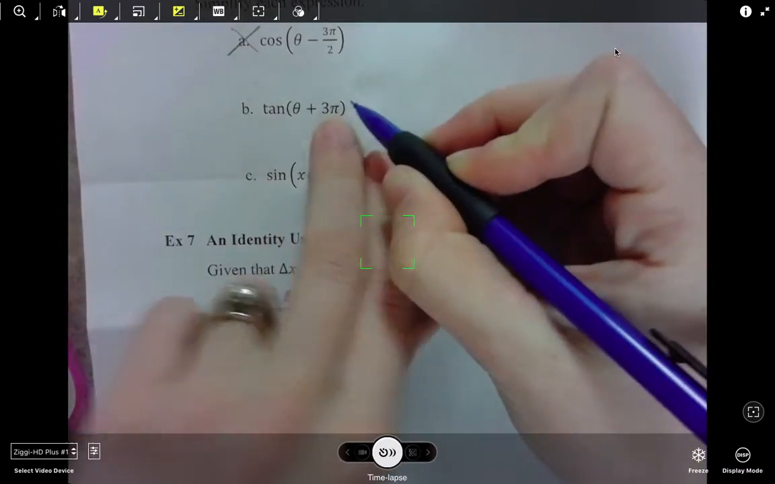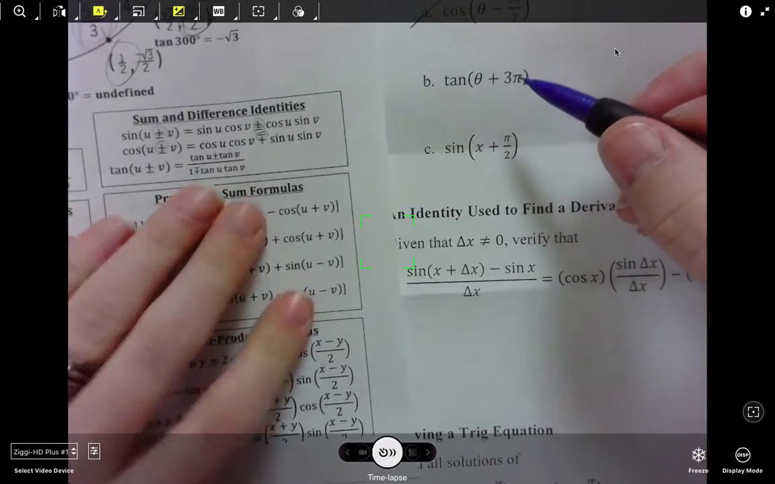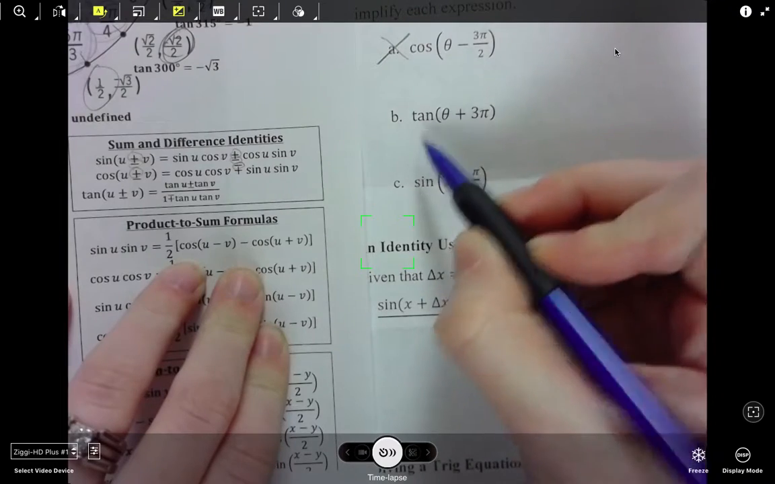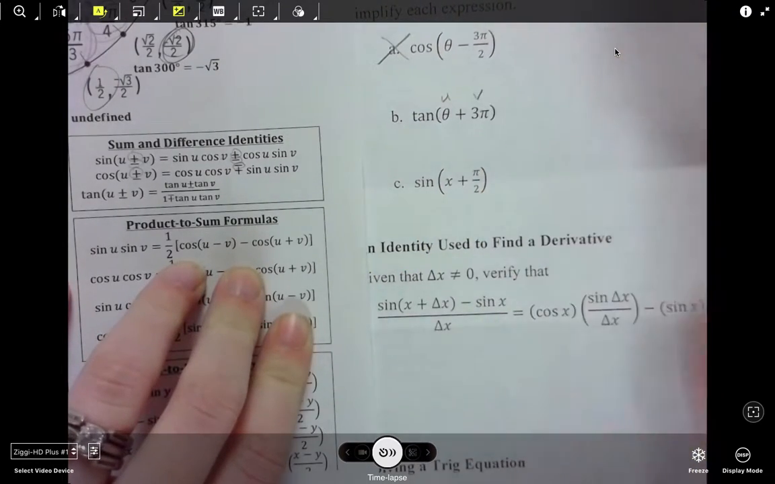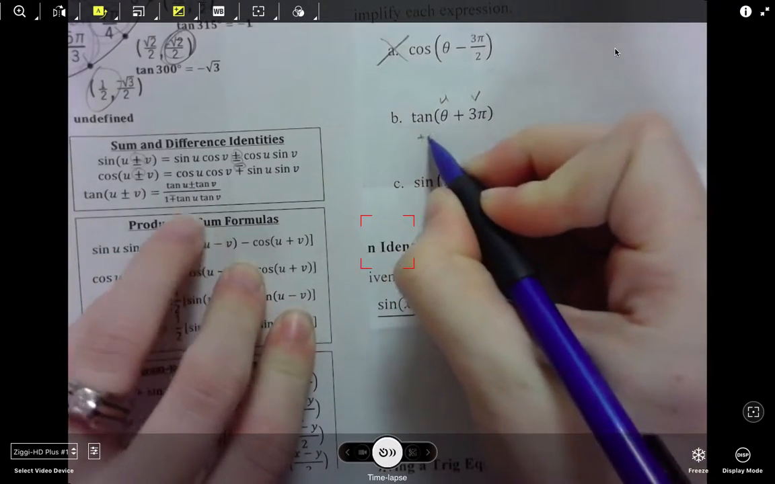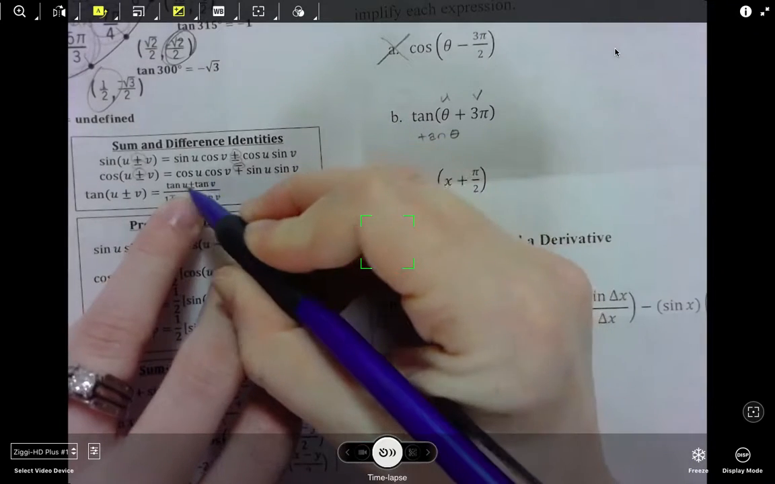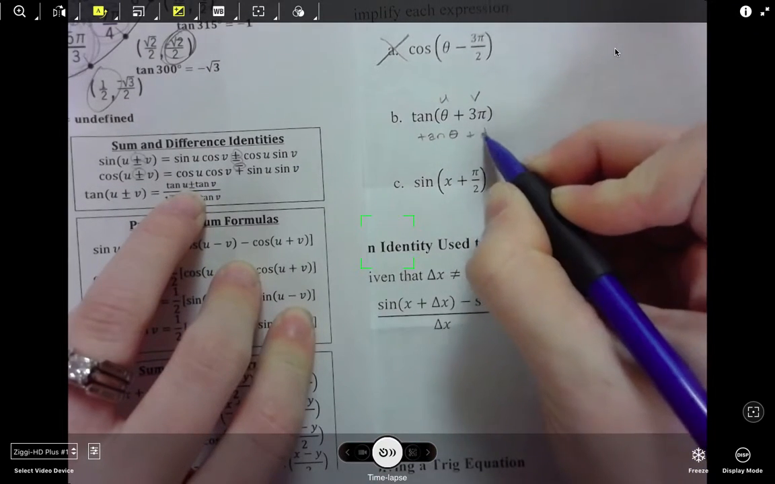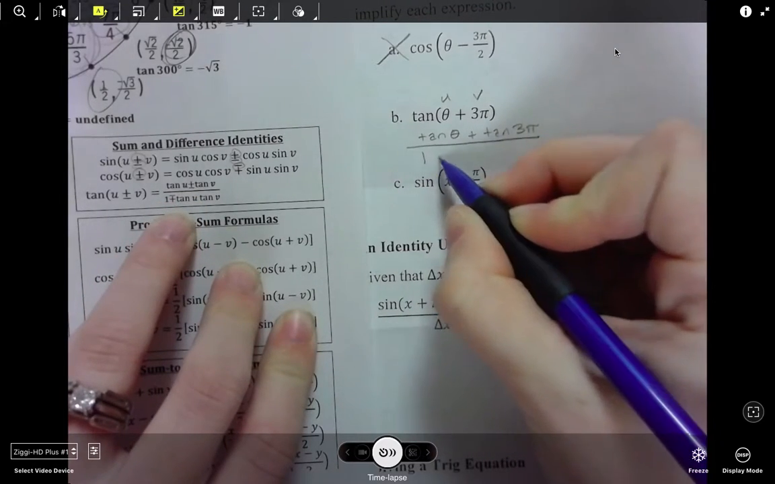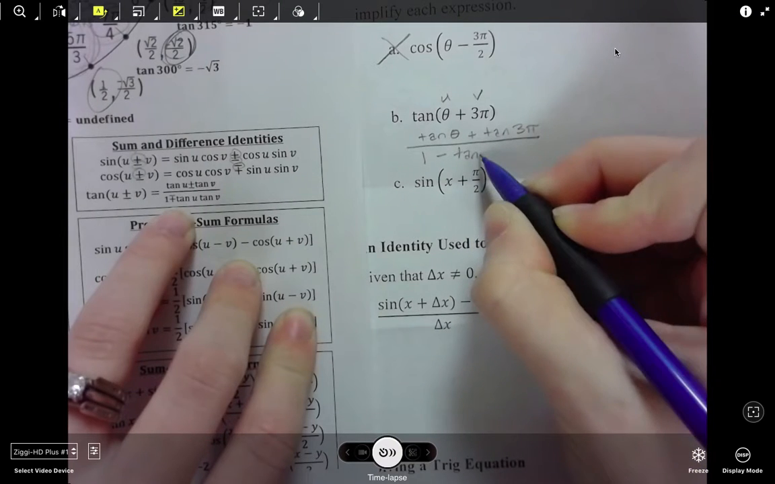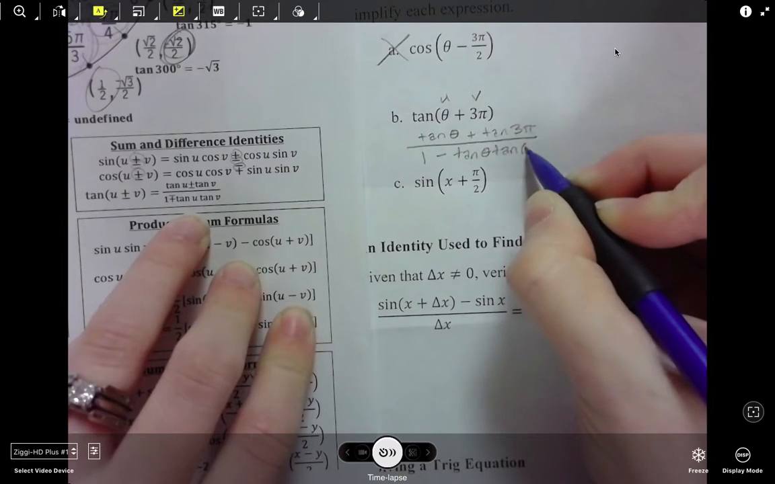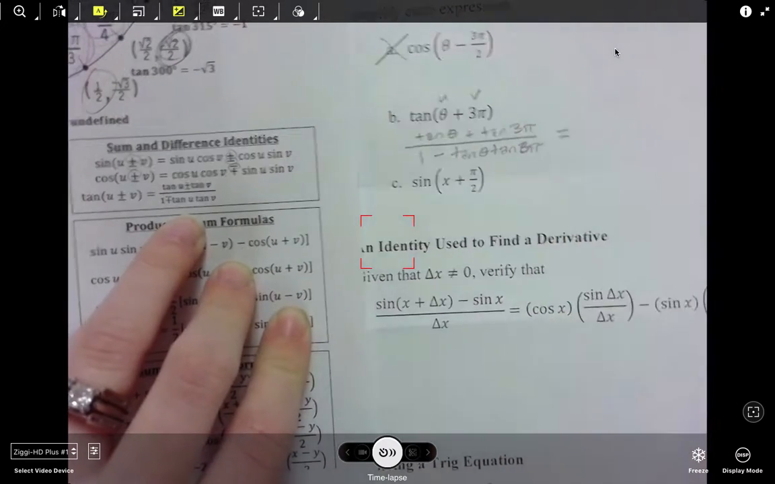I'm going to use my unit circle for this one. The equation for tangent of something plus something, where u is theta and v is 3 pi, is tangent of my u plus tangent of my v, which is 3 pi, over 1 minus tangent of my u, which is theta, times tangent of my v, which is 3 pi. And then we're going to simplify.